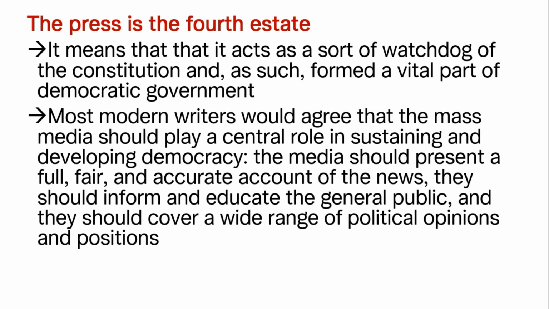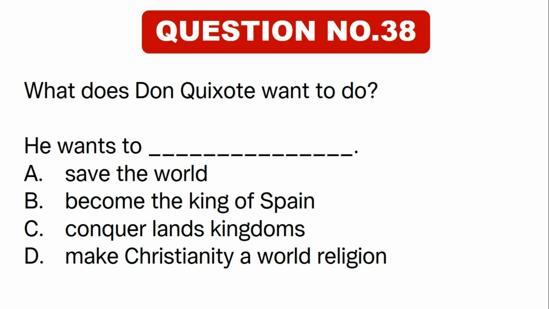Number 38, what does Don Quixote want to do? A, he wants to save the world. B, he wants to become the king of Spain. C, he wants to conquer land kingdoms. D, he wants to make Christianity a world religion. Again, what does Don Quixote want to do?